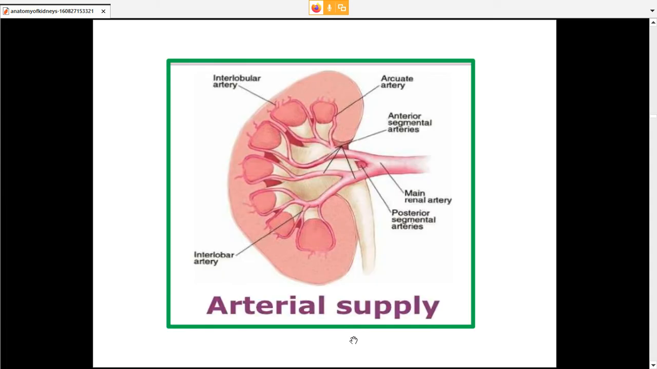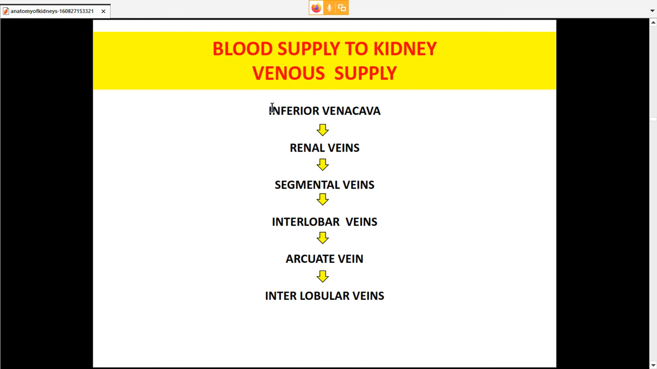Here you can identify the renal artery. Then it divides into segmental arteries. Segmental arteries divide into interlobar arteries, then arcuate arteries. Here you can see the interlobar arteries. Then after that, interlobular arteries. After these interlobular arteries, how does it happen?